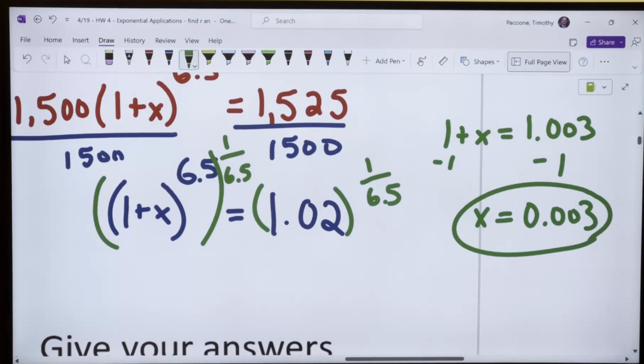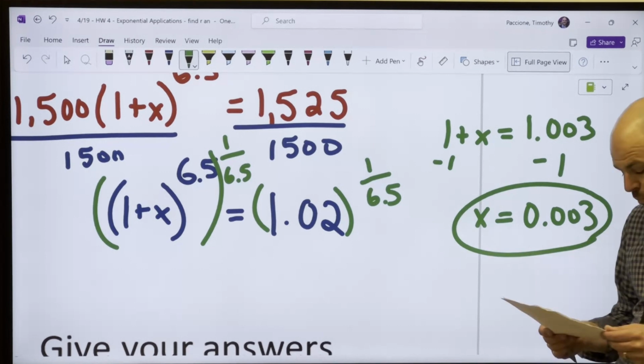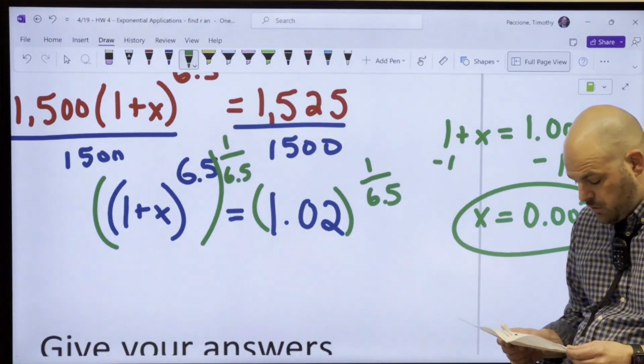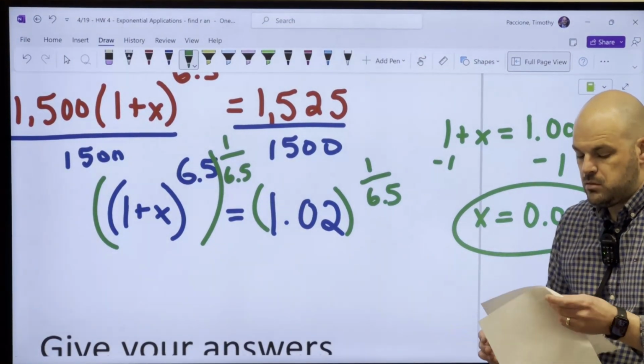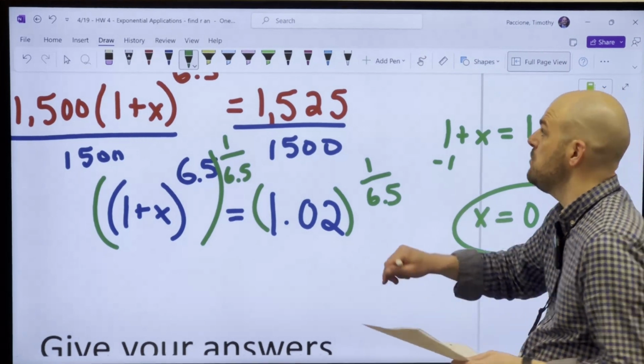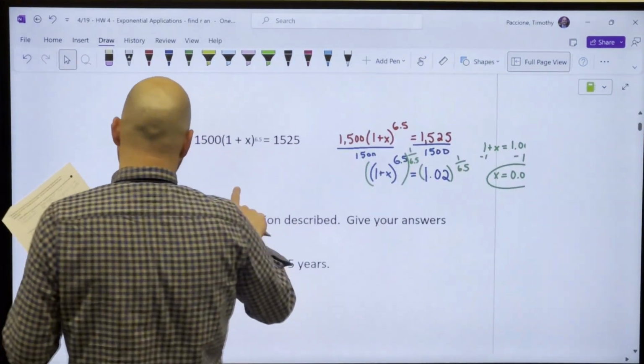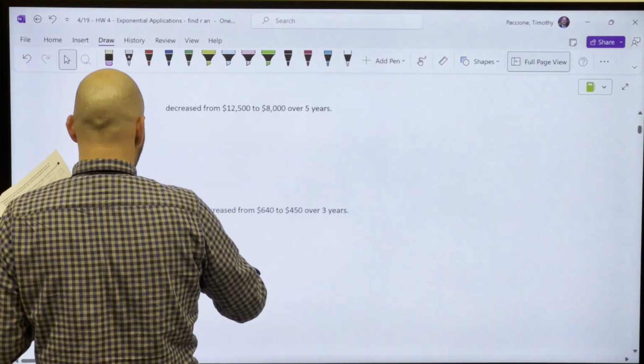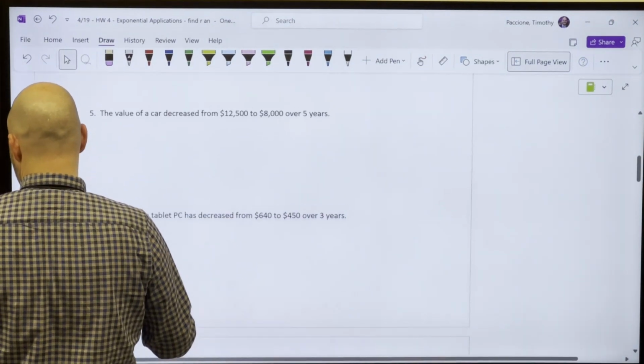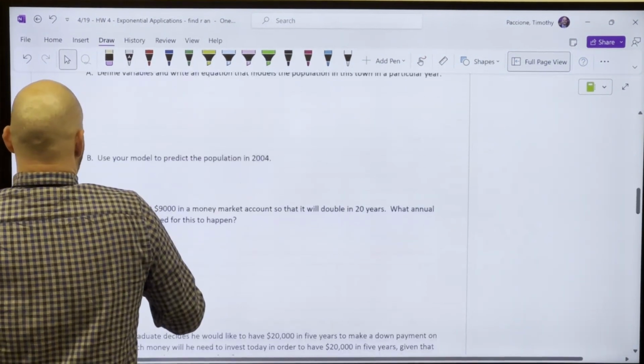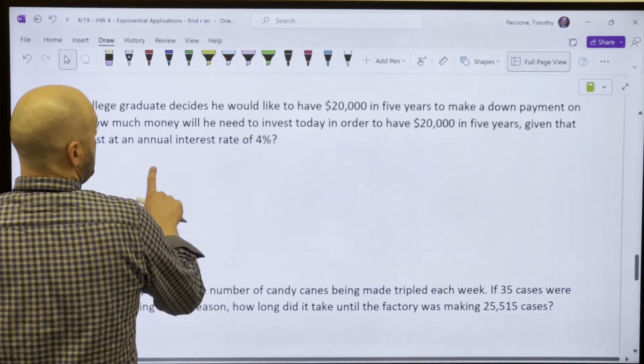So that's the mechanics of the math. But can we set up the equation? So why don't we go to the back where they got a little harder. Anybody have any problems in the back they would like to see? 9. All right, 9.